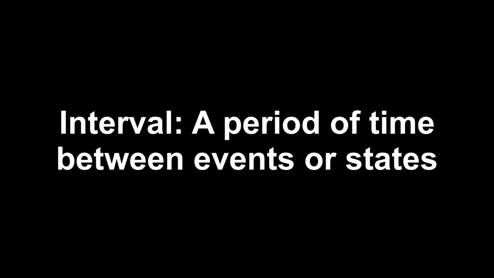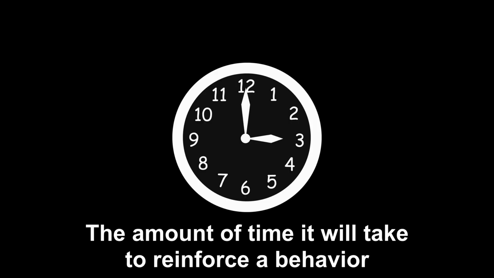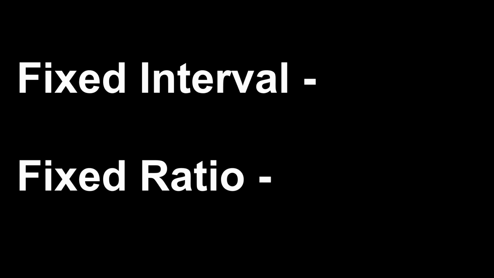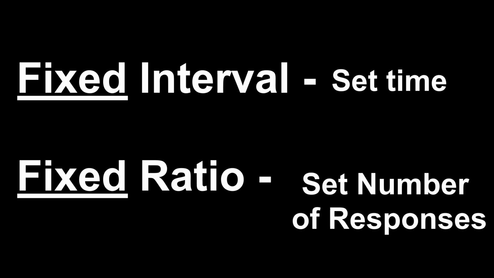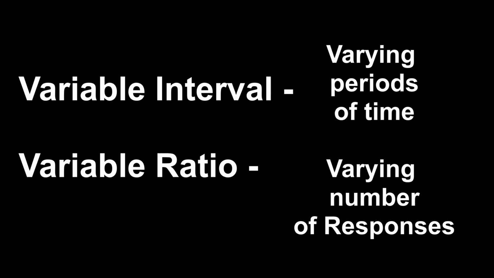The word interval means a period of time between events or states. Time, as in the amount of time it will take to reinforce a behavior. This principle can also be applied to the words at the beginning. If we have a fixed schedule, then we know that the reinforcement happens at a set time or set number of responses. If we have a variable schedule, our reinforcement will happen at varying periods of time and responses.